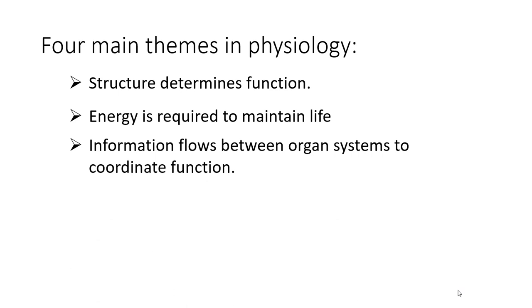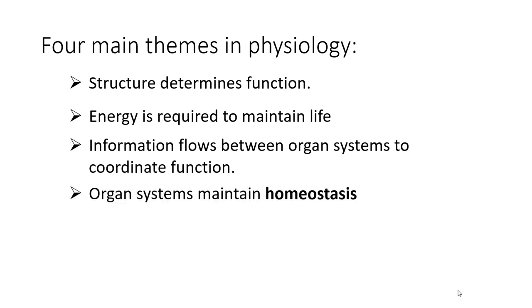Information flows between organ systems to coordinate function. This one looks at how our bodies are able to control and coordinate the functions that occur throughout our body. We're able to respond to internal and external stimuli. Our endocrine and nervous systems work together and regulate the flow of information between the brain and the rest of the body.